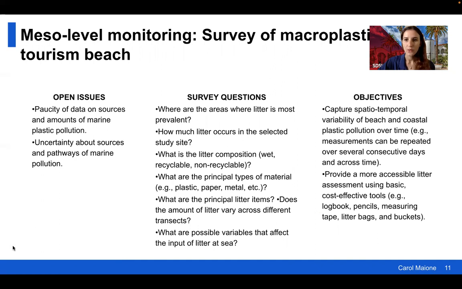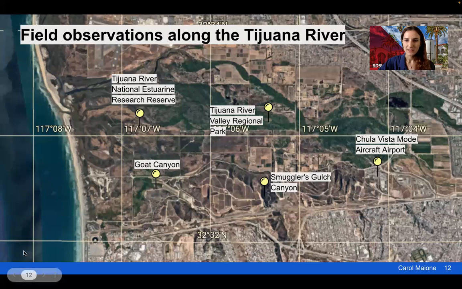In terms of objective, we wanted to capture the spatiotemporal variability of beach and coastal plastic accumulation over time, and also provide a more accessible litter assessment using cost-effective tools as compared to the satellite analysis. So we sampled these 5 areas, which are the Tijuana River National Estuarine Research Reserve, the Tijuana River Valley Regional Park, the Goat Canyon, the Smuggler Gulch Canyon, and the Chula Vista Brown Field Airport. These 5 areas are all located across the Tijuana River, and the Tijuana River is the main source of plastic ending up in the ocean.